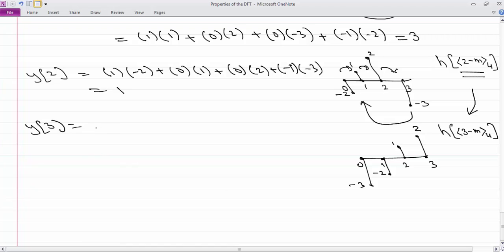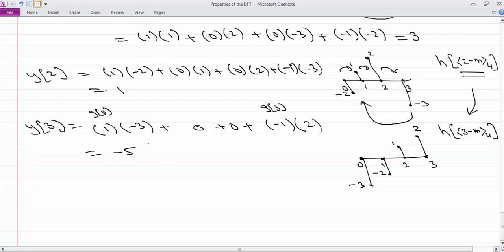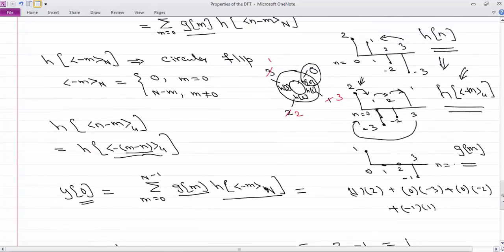And now I just add all the things up. So this is my g0 times minus 3, plus, of course, g1 and g2 are 0, so I'm just going to write 0, plus g3 is minus 1 times 2, so that's minus 3 minus 2, that's minus 5. And you could, of course, do it for any value of capital N.